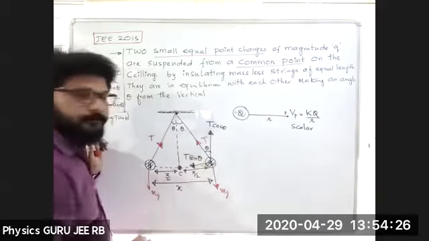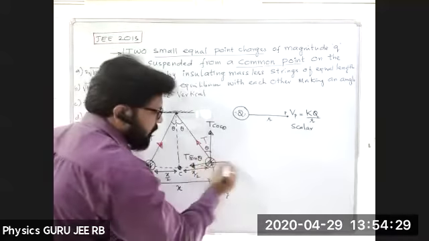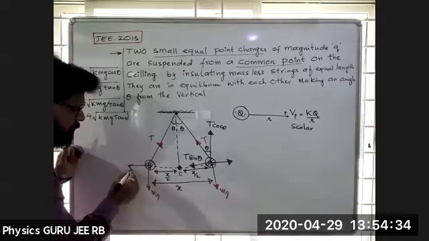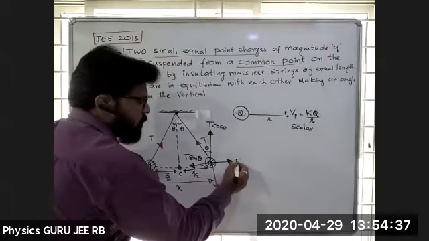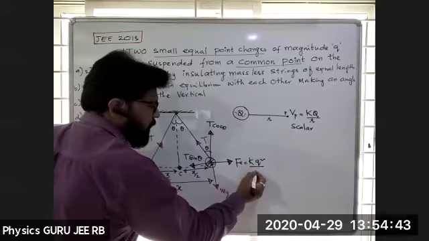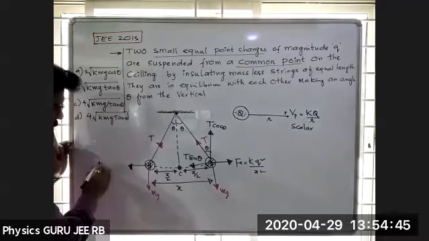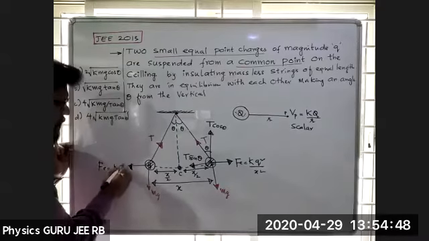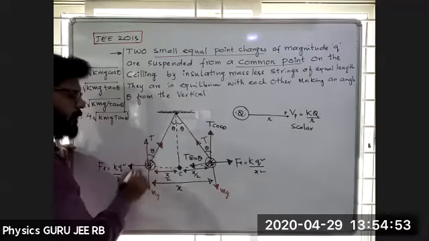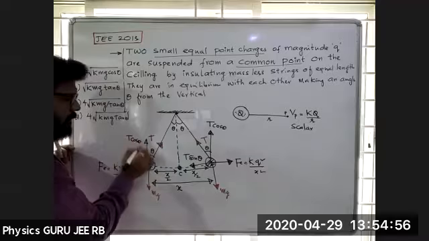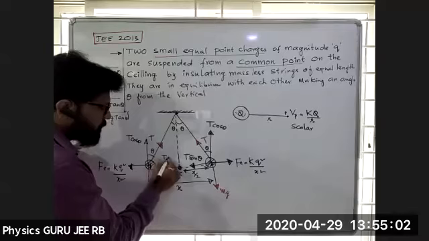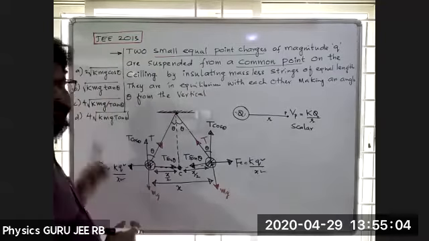Here there will be an electrostatic force of repulsion, as both repel each other. The electrostatic force is KQ1Q2, that is KQ squared divided by x squared. Here also the electrostatic force F is equal to KQ squared divided by x squared. The tension is resolved into components T cos theta and T sin theta. Is it clear?